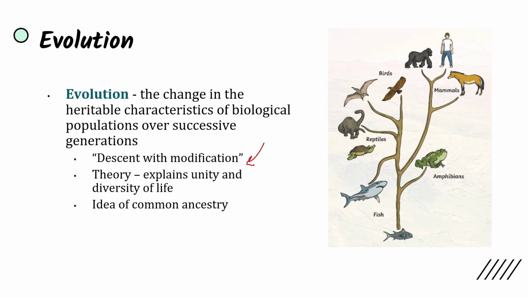A simple way it's explained is descent with modification. So as you pass down traits to the offspring and as the population overall enters the next generation, there's going to be a slight change, and this is descent with modification. And it is a theory that explains the unity and the diversity of life. Unity because it suggests that there was common ancestry and that over time each species evolved from that. There was a change in traits over time, but also the diversity of life. How do we have so many species and so many diverse populations of species? Well, because of evolution. There has been change to the populations over time.